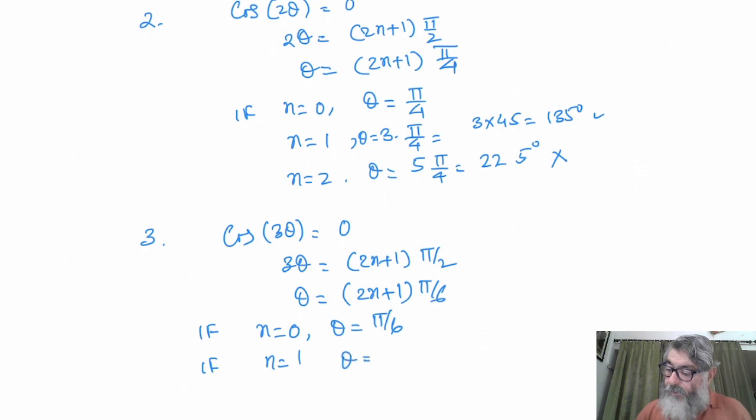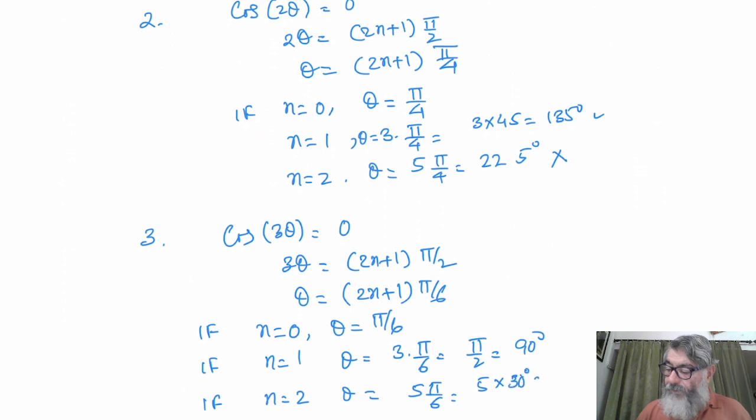Theta will be 2 into pi by 6, so pi by 2, 90, acceptable. If n is 2, theta will be 5 pi by 6. 5 into 30, 150, acceptable. After this, it will be 7 pi by 6. 7 threes are 210. That will not be acceptable.